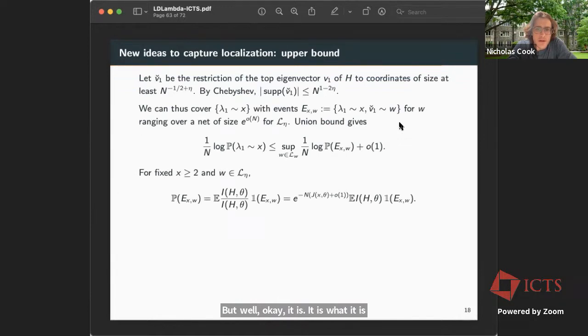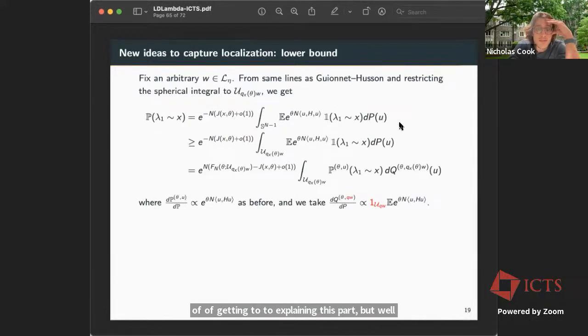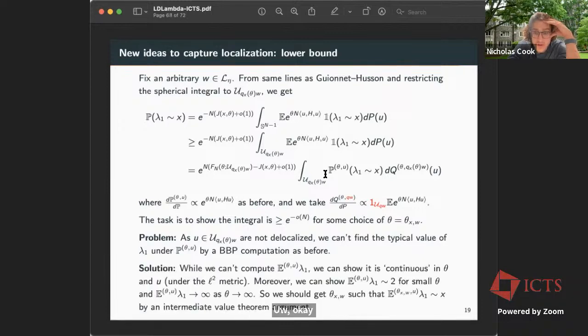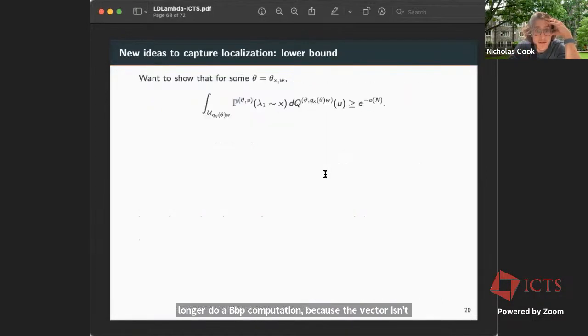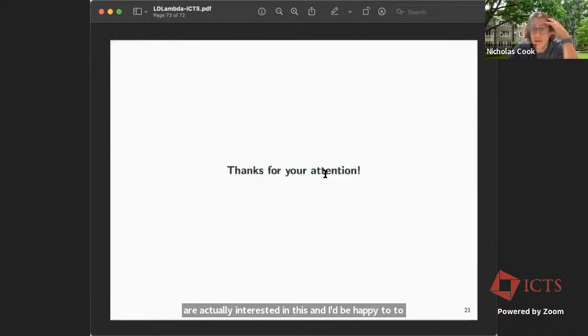Okay, all right. Well, I had small hopes of getting to explaining this part. We're modifying the Guionnet-Husson strategy. The key is to find out how to restrict to these sets U_W. But life is very difficult because you can no longer do a BBP computation, because the vector isn't delocalized. It's quite technical, and I think there are a lot of people who are actually interested in this, and I'd be happy to chat sometime about the details. But I think I'm out of time, so thanks for your attention.